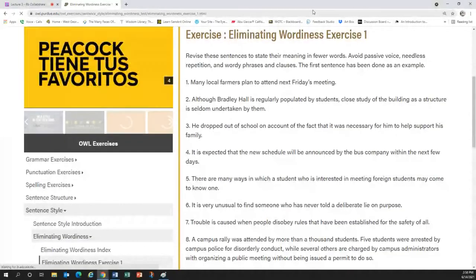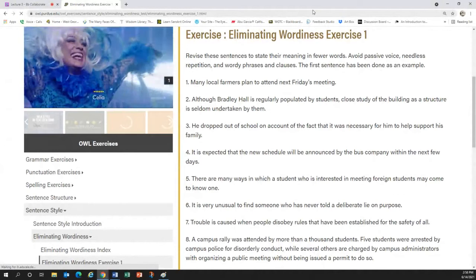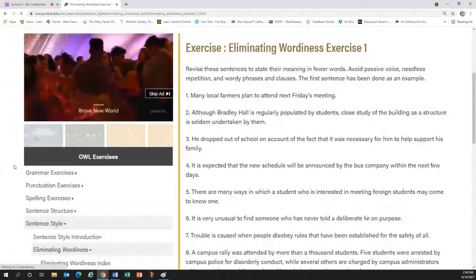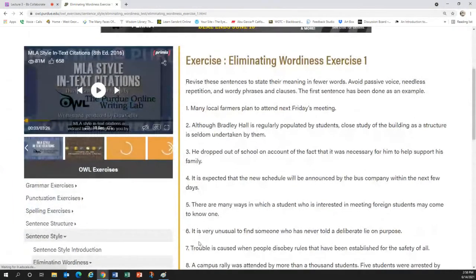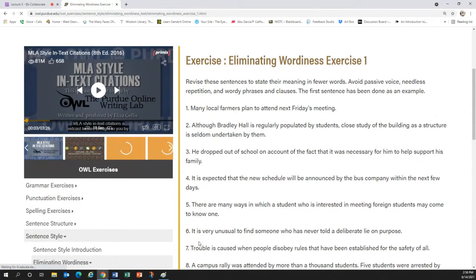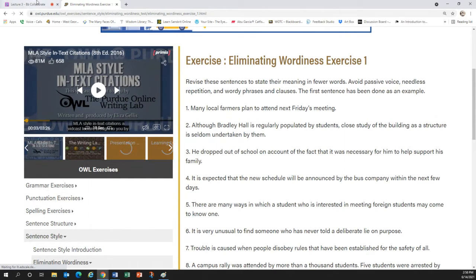All right. Eliminating wordiness. Exercise 1. So what they have done here is, oh my gosh, these ads. Sorry for the ads, guys. Not sure how to make that stop. There we go. What we are going to do is go through each of these sentences, and I'm just going to walk you through why it's wordy and what we could probably do. I may not get the answers exactly like they do, but pretty much you can tell what words can be taken out without changing the meaning of the sentence. So we'll start with number 2 here.